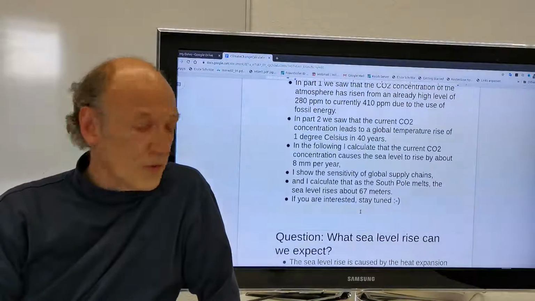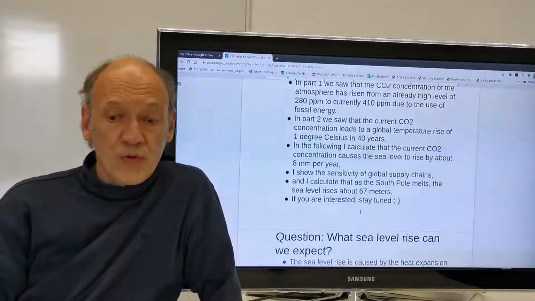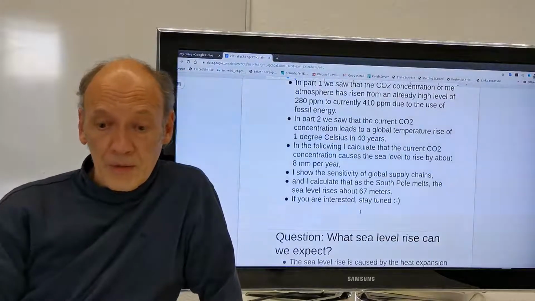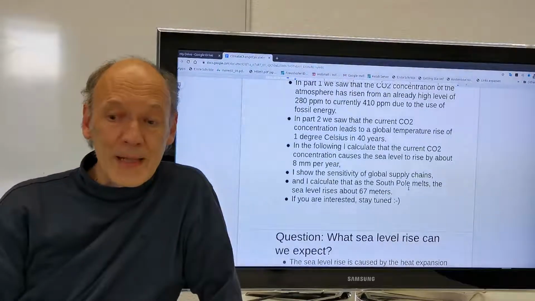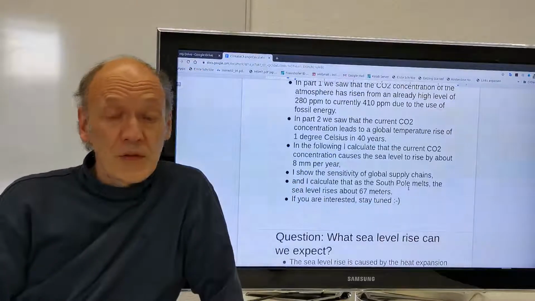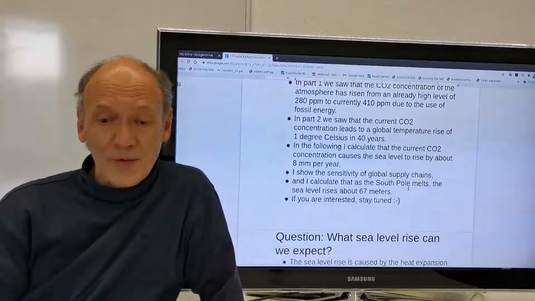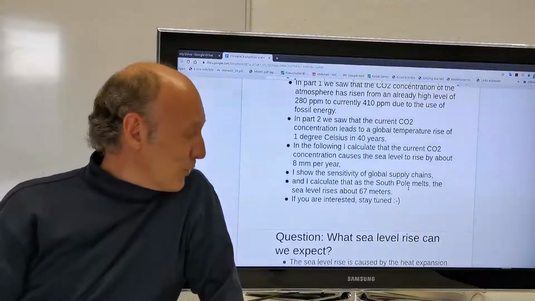And I show the sensitivity of the global supply chain to this ocean rise, and calculate that if the South Pole or Antarctica completely melts, then the sea level will rise about 67 meters. So that's quite a lot. So if you're interested, stay tuned.